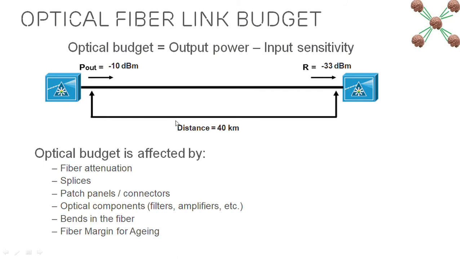So for example, if you have to make a link on fiber, then you have to take care of the optical budget. Optical budget is basically output power on the one side and the receiver sensitivity on the other side. For example, if I can send power with minus 10 dBm and I can receive power on minus 33 dBm, so it means that I have a budget of 23 dB on this link.